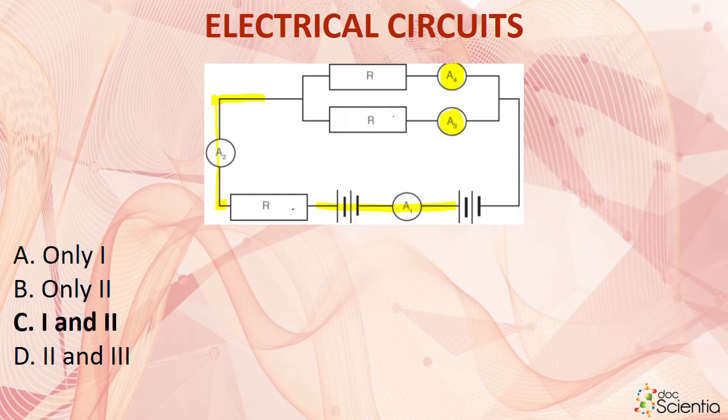Yes, okay. Very important. The reason why A3 and A4 have the same readings is because these two resistors are identical.